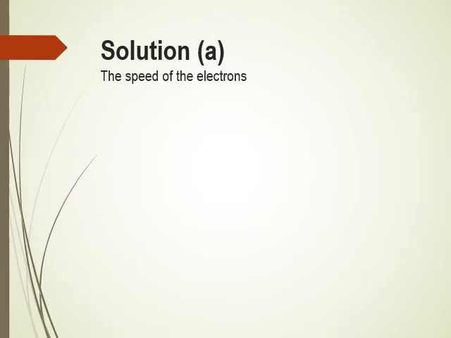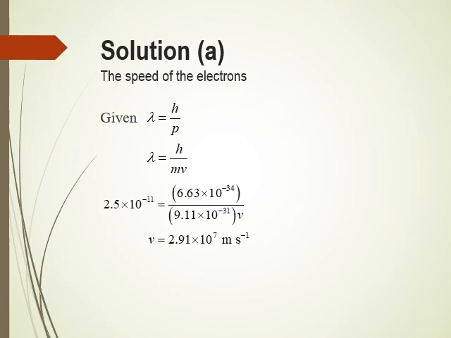Since you are given the wavelength and asked for the speed of the electron, let's just apply the de Broglie equation. Given lambda equals h over p, and p is the momentum, which equals mv, therefore lambda equals h over mv. Substitute the values into the equation, and you will then obtain v equals 2.91 times 10 to the power of 7 meter per second.